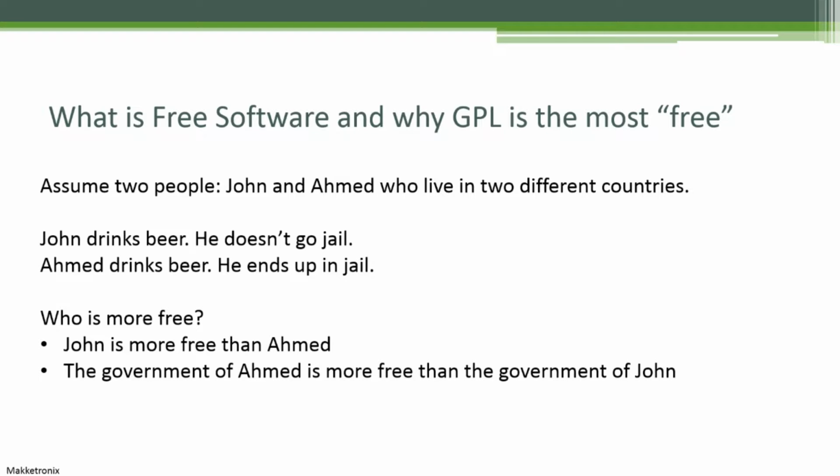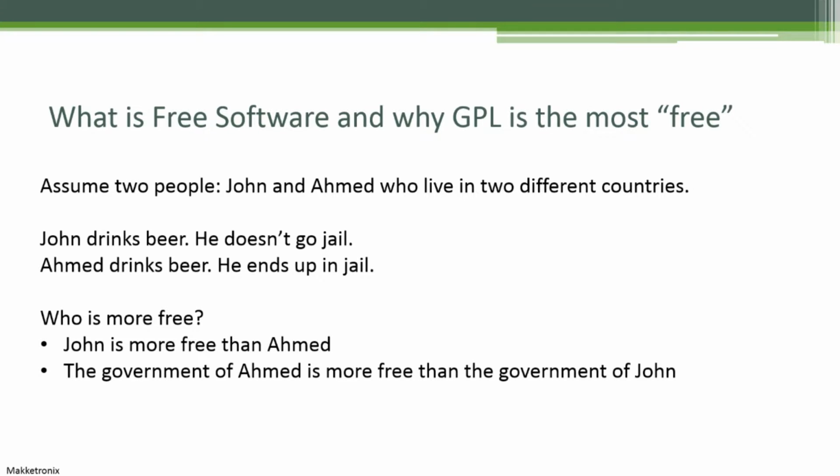So assume there are two people, John and Ahmed, who live in two different countries. John drinks beer, he doesn't go to jail. Ahmed drinks beer, he ends up in jail. Well, who is more free? John is definitely more free than Ahmed because he can drink beer and he does not end up in jail. That's according to our usage of the word free.